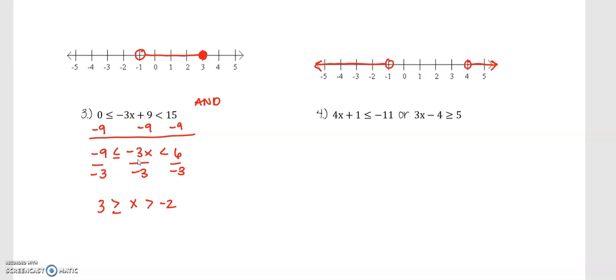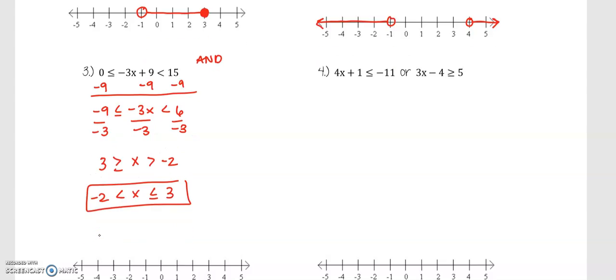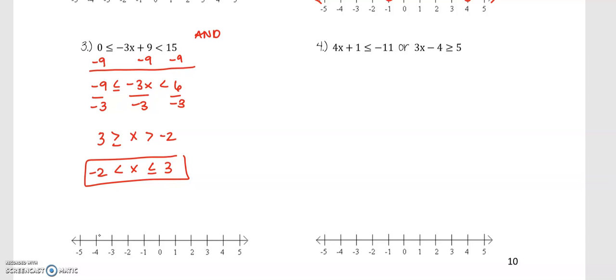As soon as I see that, I'm going to flip this around because I want to make them all have less than signs. I also want to have the least number on the left. These numbers should go smallest to greatest. So I'll go negative 2 is less than x, which is less than or equal to 3. That's my proper final answer. And when I graph this, I'll have an open circle on negative 2, a closed circle on 3, and connect our points. And then our last one is an or statement, so I'll solve both of these separately.